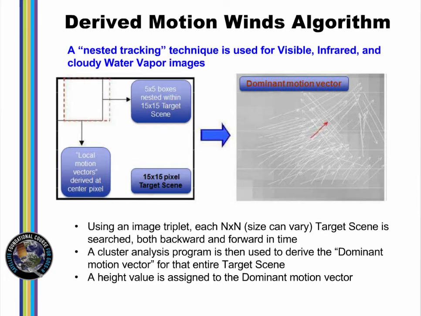A nested tracking technique is used to process visible, infrared, and cloudy water vapor-derived motion winds. Small 5x5 pixel sub-target scenes are nested within a larger target scene. Local motion vectors are derived for the center pixel of the 5x5 box, then this box is shifted by 1 pixel. A cluster analysis program is subsequently run to derive the dominant motion vector for the entire target scene. Finally, a height value is assigned to this dominant motion vector.